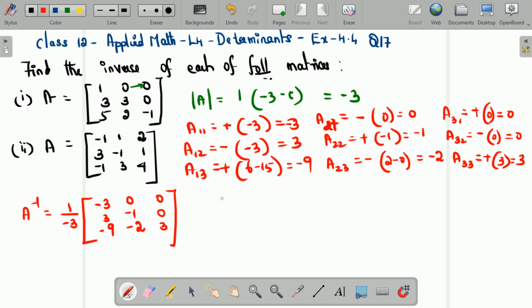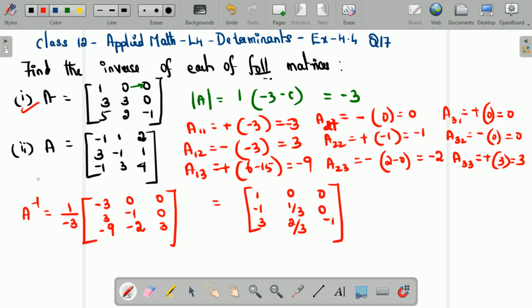You can also take the minus 3 inside and write it in. So minus 3 divided by minus 3 is 1, 0, 0. This is going to be minus 1. This is 1 by 3, 0. Minus 9 by minus 3 is 3. So this is going to be positive 2 by 3. As for the last case, it is minus 1. So this is the value of A inverse in the first case.